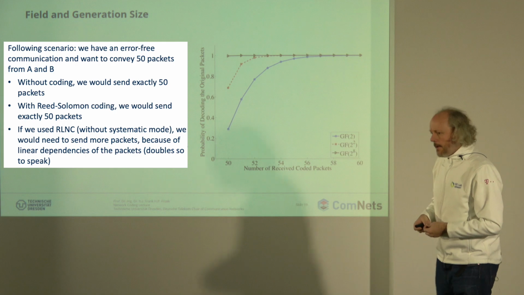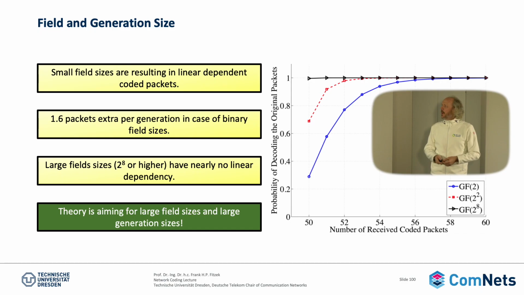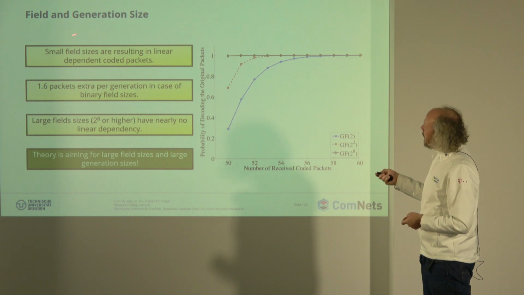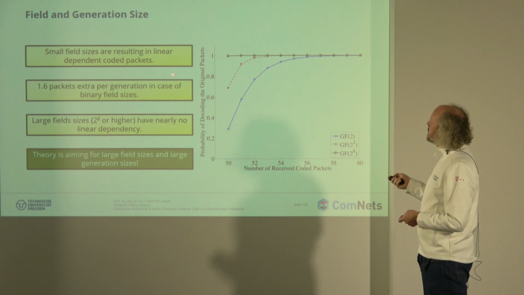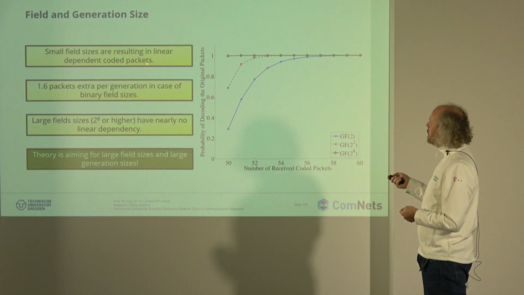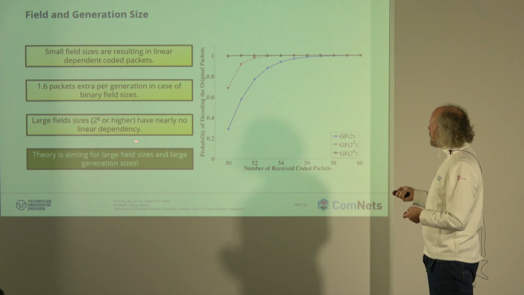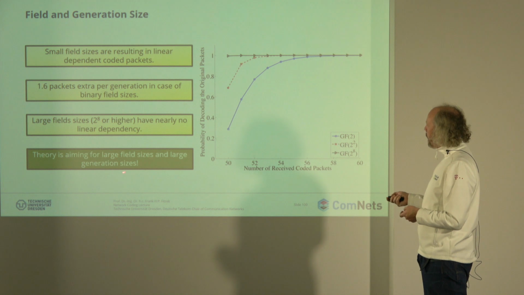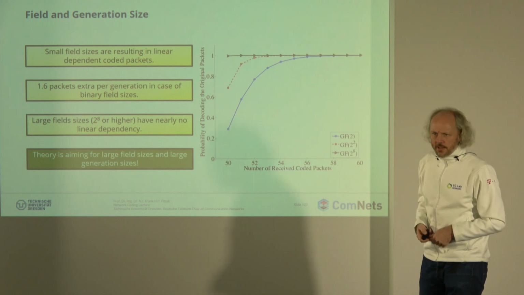And then you can say, what should we do here? At the time when we looked into this, we had in the theory part that small field sizes are resulting in linear dependent coded packets. So they should not use it, right? And then the large field size seems to have no overhead. Therefore, everybody in theory was saying, let's use large field sizes and even large generation sizes.